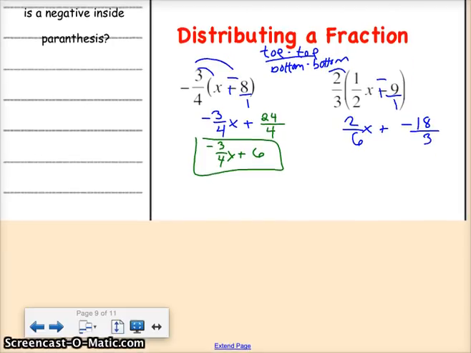Now the last part you have to simplify. You have to make it look pretty. So this would be 1/3. That would just be negative 6, wouldn't it? 18 over 3 is 6. So it's 1/3 x plus a negative 6. Best way, 1/3 x minus 6 is our simplified answer.